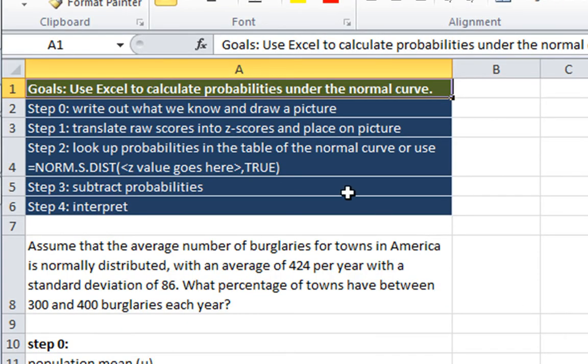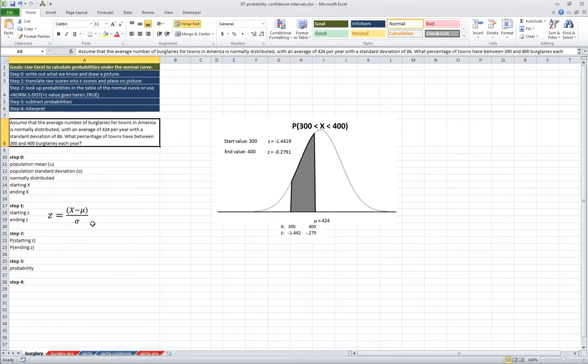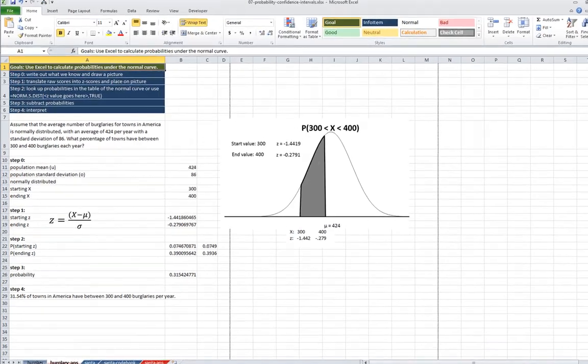In this video, I'm going to show you how to use Microsoft Excel to calculate probabilities under the normal curve. I've written out the steps here for the process, and here is the question. This is in the Excel file 07 probability confidence intervals, and we're in worksheet burglary. And as usual, the answers are in the red tab sheet down here, and you can see where we're going here.